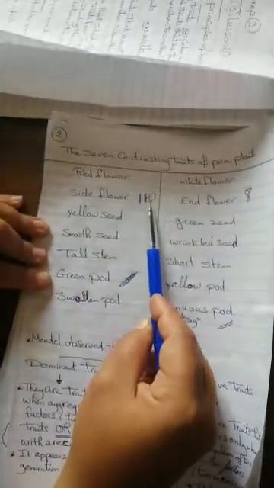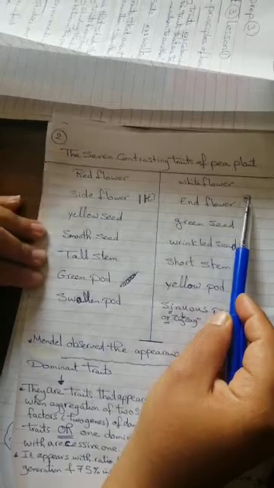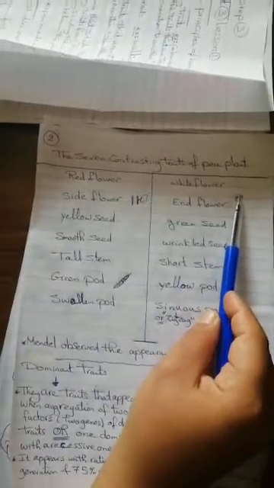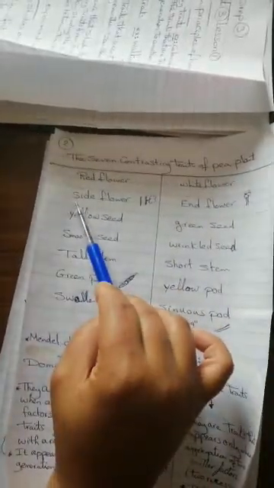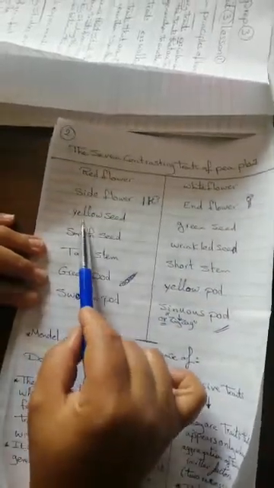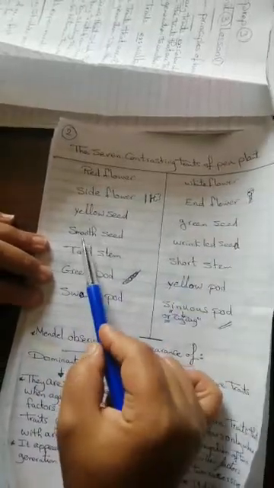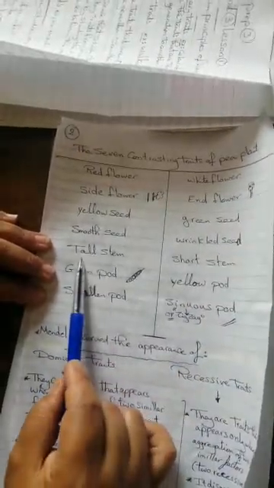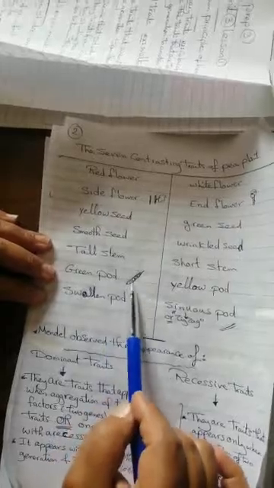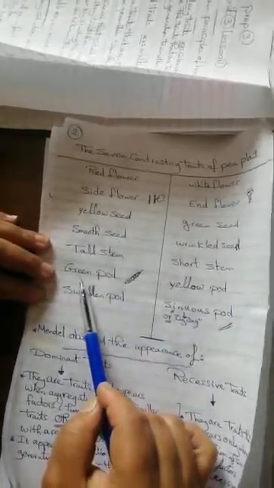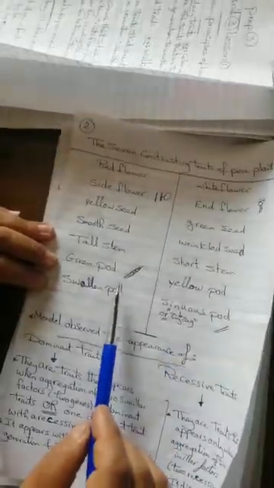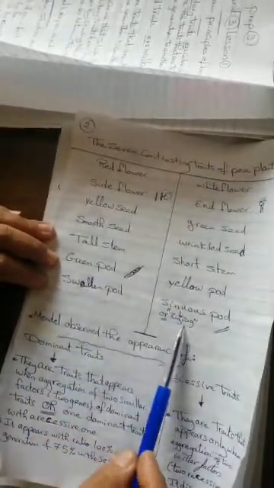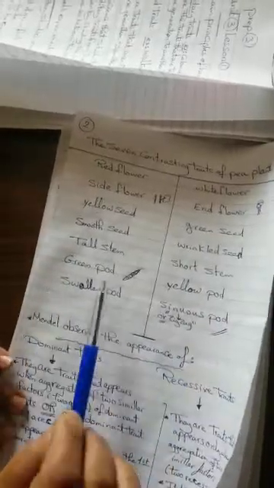Also we have side flower and terminal or end flower. They are contrasting traits. The pea plant has two types of flowers. One of them is red and the other is white. One of them is side as a position, one of them is end. The seeds of the pea plant, one of them is yellow, the other is green. One of the seeds is smooth and the other may be wrinkled. The stem may be tall, may be short. The pod of the pea plant may be green or yellow. The bud may be swollen, or zigzag, as it's not swollen, okay?